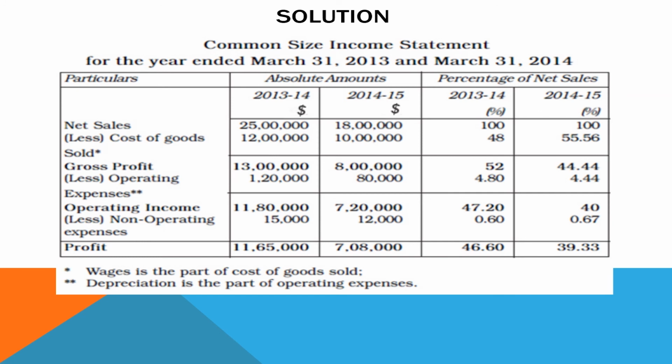Now, the point to be noted is the wages is part of cost of goods sold. So, we will not show the wages separately because it is already included in cost of goods sold. And in case of operating expenses, depreciation is always included in operating expenses, so depreciation will not be shown separately.